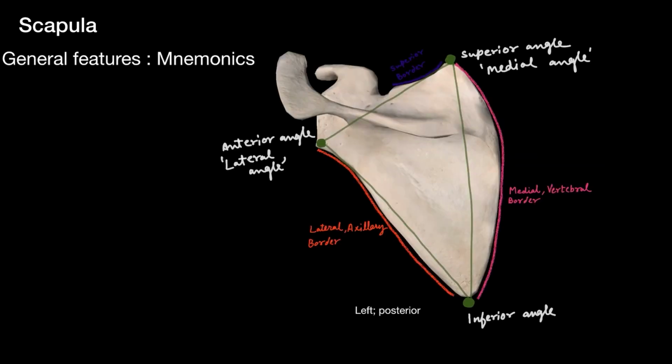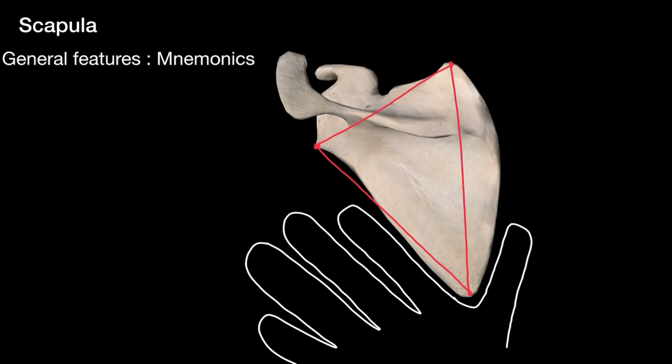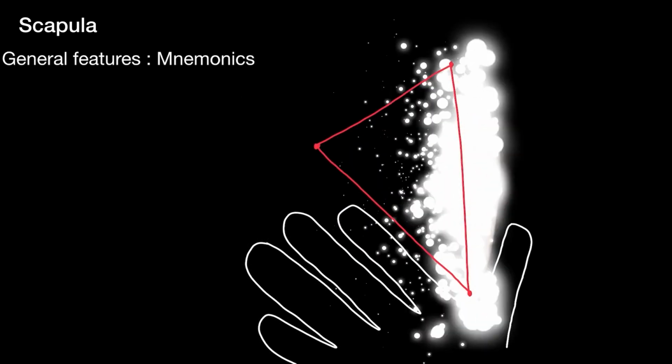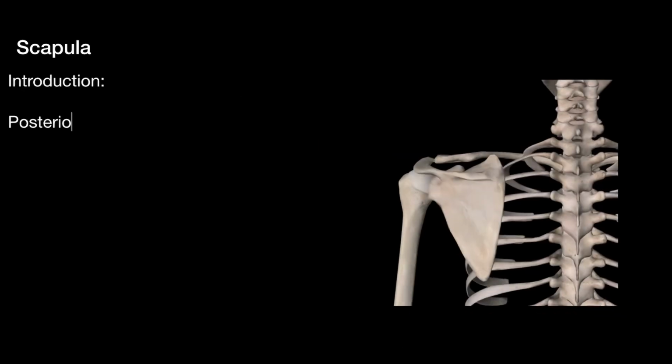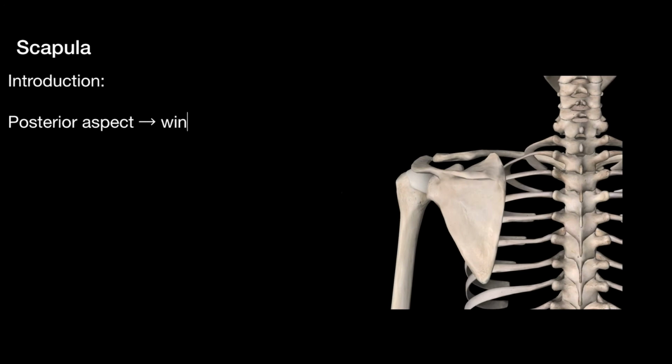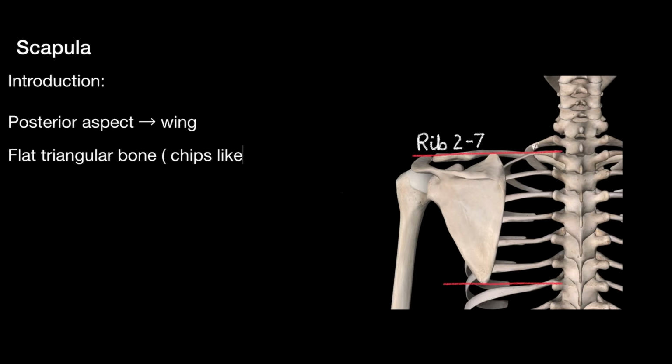In this video, we will be studying general features of scapula, and in the end, I will explain you how you can remember all these things within 1 minute. Scapula, better known as shoulder blade, is a bone which is present on the posterior aspect of the body. Scapula extends from second rib to seventh rib.